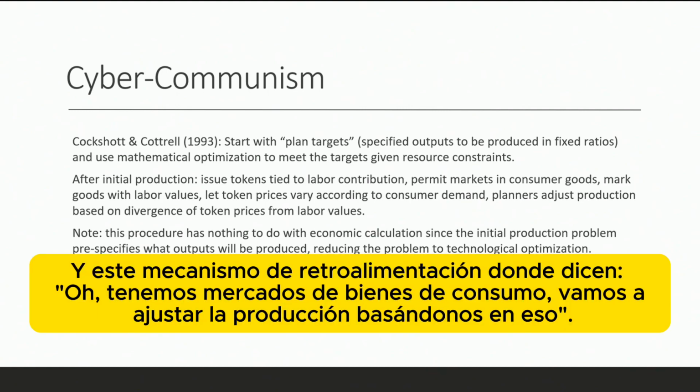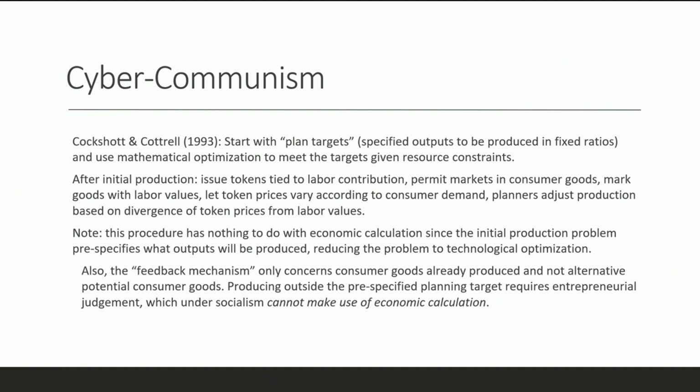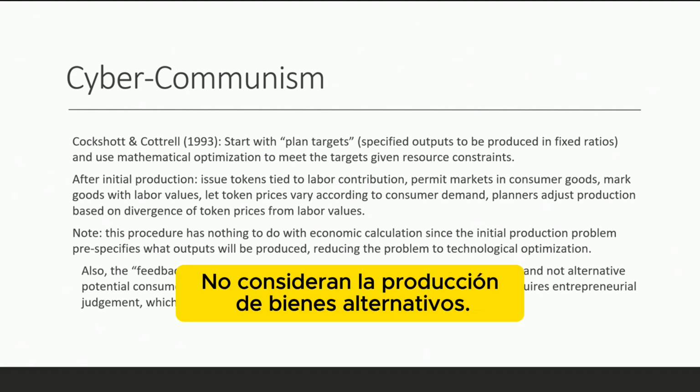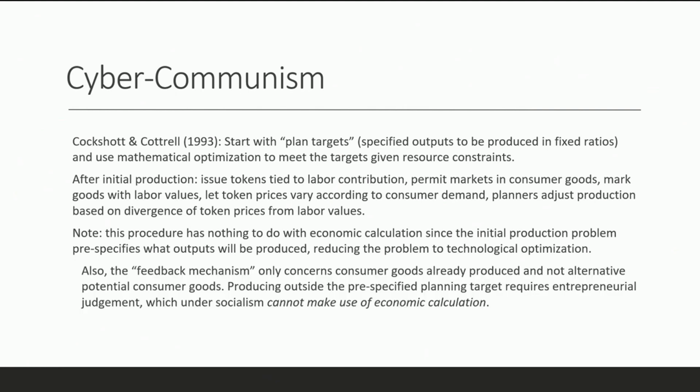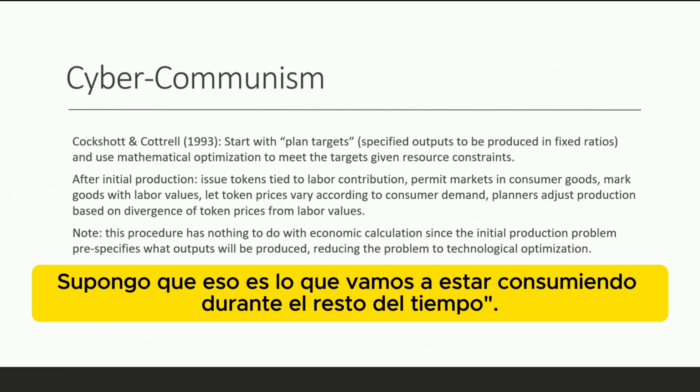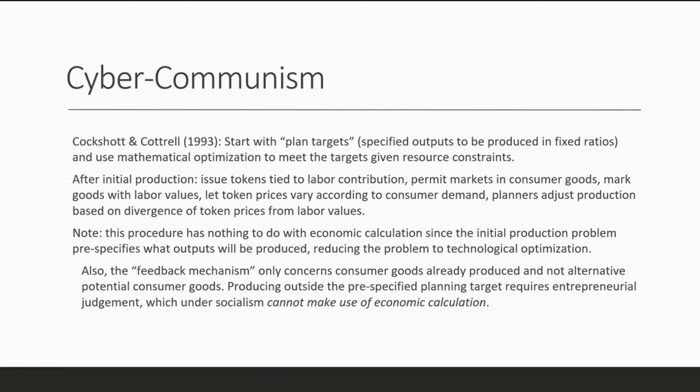And this feedback mechanism where they're saying, oh, we have consumer goods markets, we're going to adjust production based on it. They don't consider the production of alternative goods. It's just, here's our list of goods that we initially produced, and I guess that's what we're going to be consuming through the rest of time.